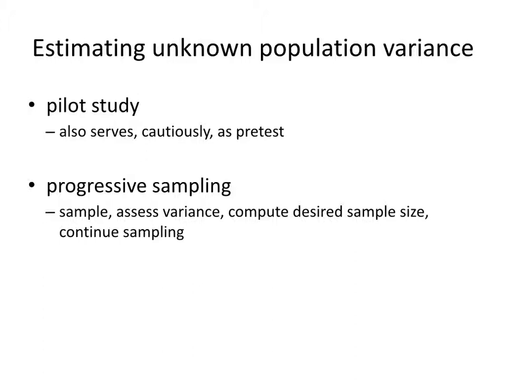Well, what if we wanted to estimate the variance in the population so that we could use those equations to come up with the appropriate sample size? One approach is to conduct a pilot study. So essentially, you're doing the research twice. The first time, you want to pull up a sample so that you can see what the variance in that sample is, and then use that sample variance to estimate how big your second sample has to be.